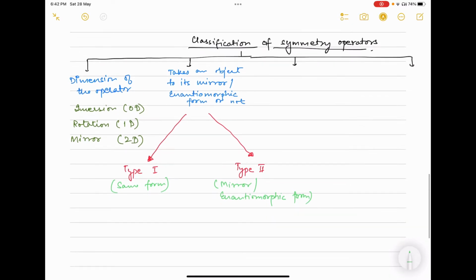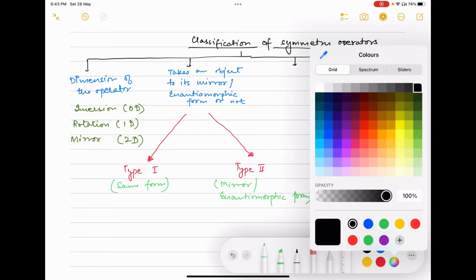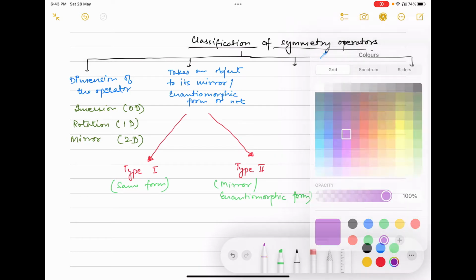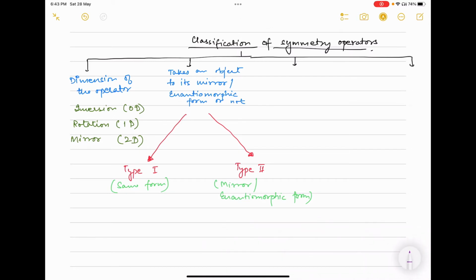So in this type 1, we can have a simple rotation or translation plus screw. Okay, so for type 1, what we have is rotation. It doesn't take the objects to its mirror form. Or translation.